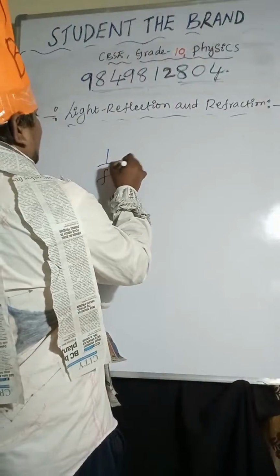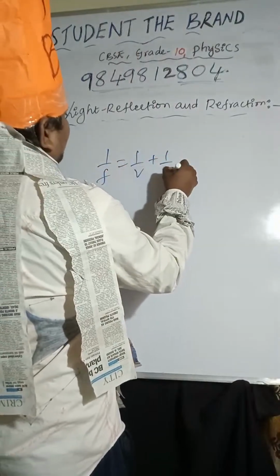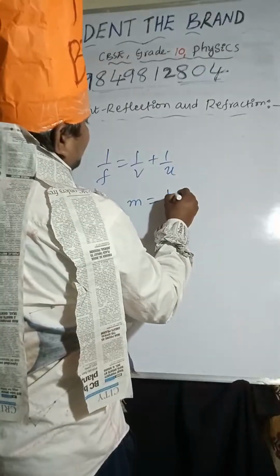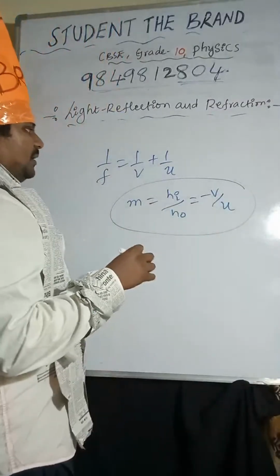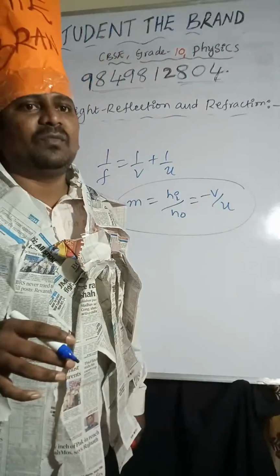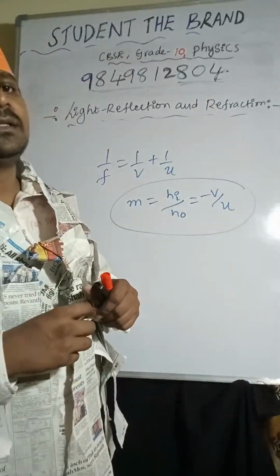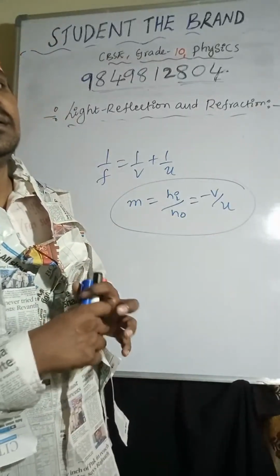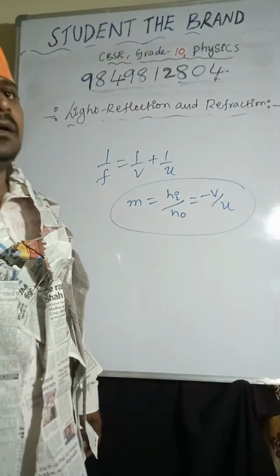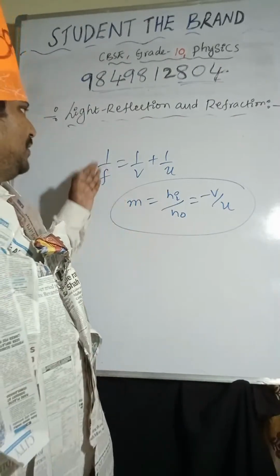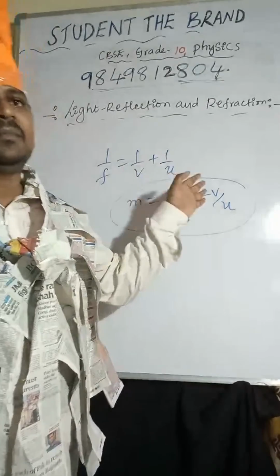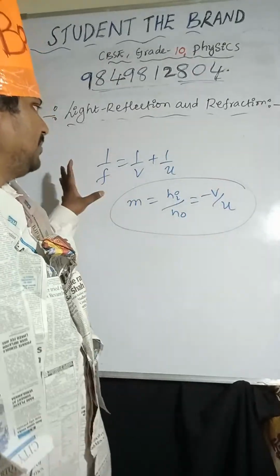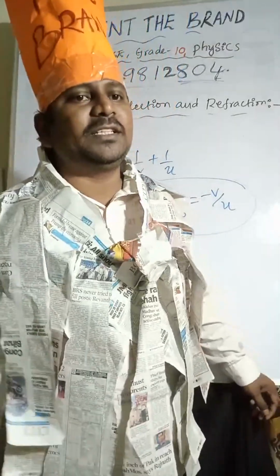So 1 by f equal to 1 by v plus 1 by u. Magnification equal to height of the image by height of the object. That is nothing but minus v by u. Okay. So mirror formula: 1 by f equal to 1 by v plus 1 by u. Magnification equal to height of the image by height of the object, minus v by u. So this is about mirror formula and magnification.